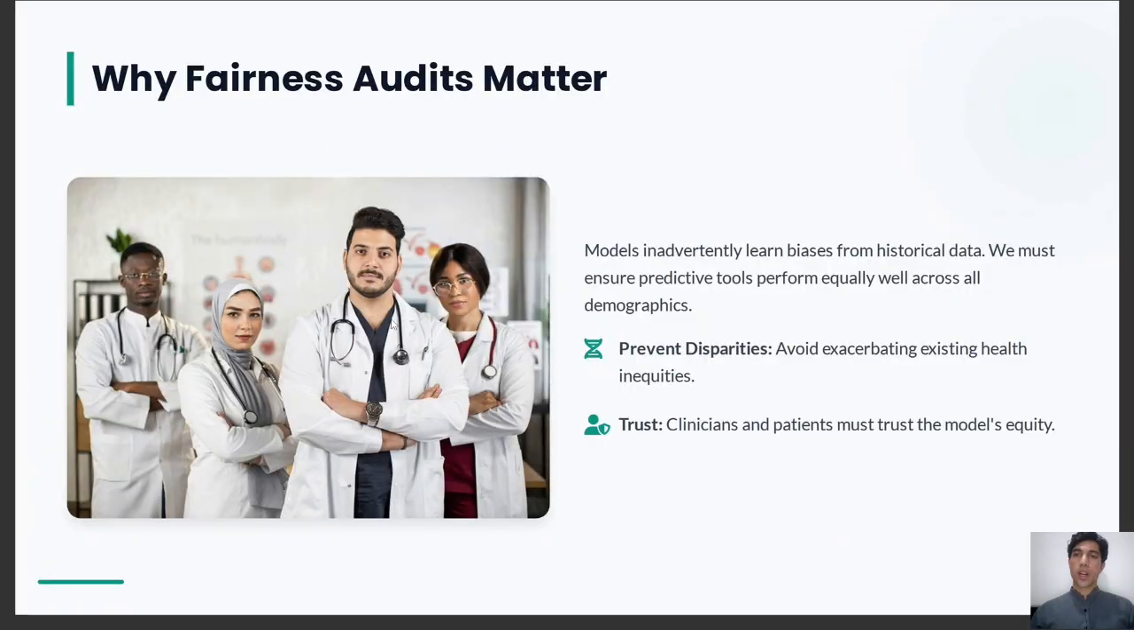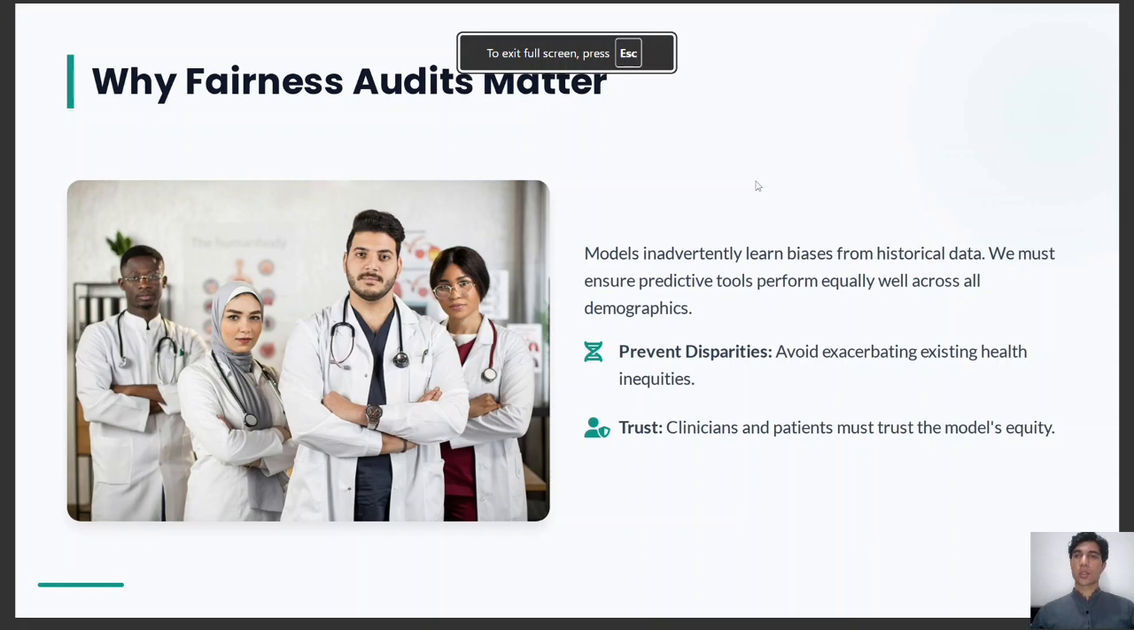Next we have why fairness audits matter. Models inadvertently learn biases from historical data. We must ensure predictive tools perform equally well across demographics. For example, if we train our model on historical data, and historically a group of people has been treated with discrimination, then our model will learn to ignore those people, and our model will learn to have a bias against that specific group. So to prevent that, we do fairness audits to prevent disparities.